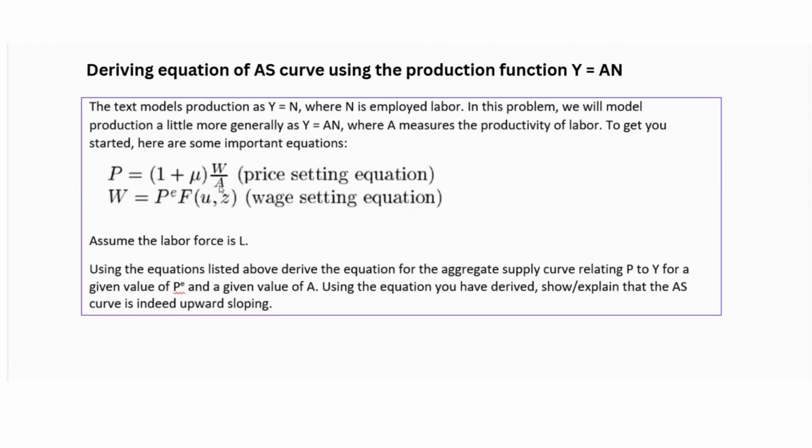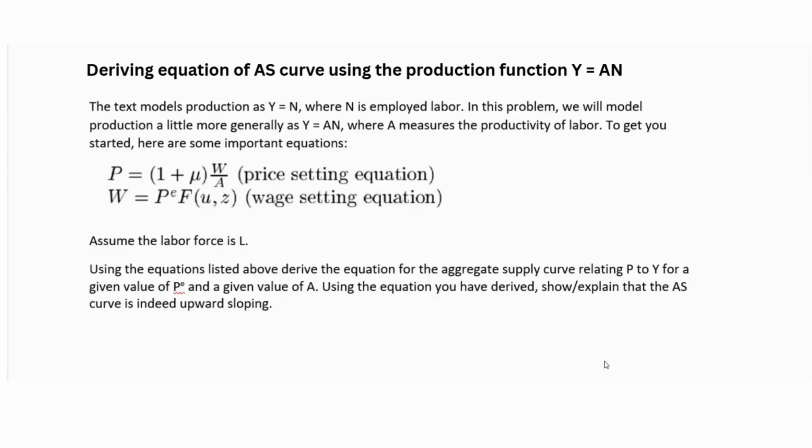So basically, the idea here is we now want to derive the AS equation using the production function Y = AN. Our WS equation will be the same, but now we will have a different price-setting equation, because just keep in mind from chapter 7 that the price-setting equation is derived using the production function. So when you change your production function, your price-setting equation accordingly changes, like over here. So now let's derive it.